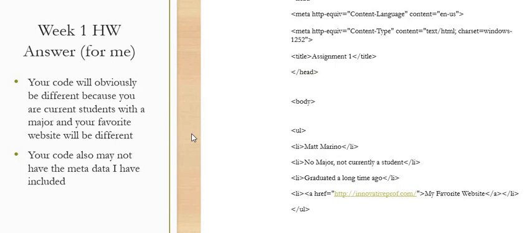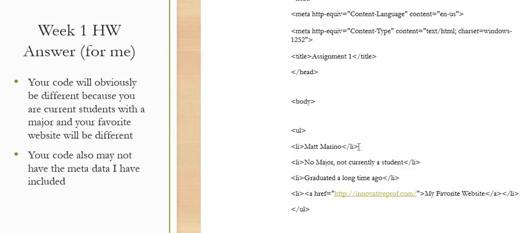For your first homework assignment, you were asked to provide simple code within HTML where you provide a list of bullets featuring your name, a major, your graduation, and a link to your favorite website. I provided an example of how my HTML code looked for this specific assignment within slide 3 of the PowerPoint you've been provided. I labeled our title, Assignment 1, within our metadata. You did not need to have these specific metadata pieces of information within your code.